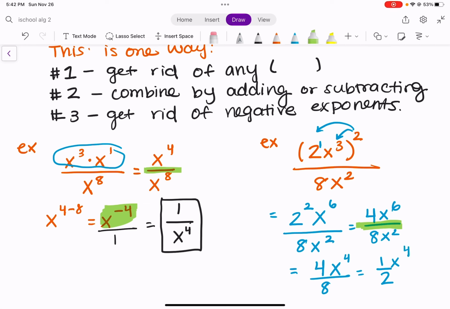And the way that you could do this is you could do, like in your calculator, 4 divided by 8 and then hit math, enter, and it'll give you the 1/2. So my final answer here is 1/2 x to the 4th. I don't have to do step 3 because there are no negative exponents.